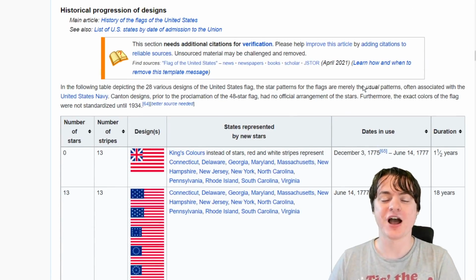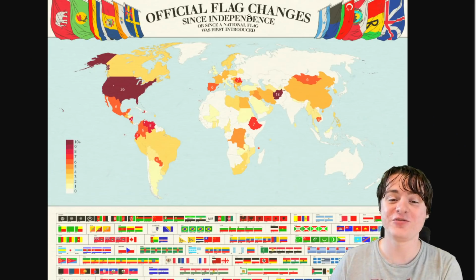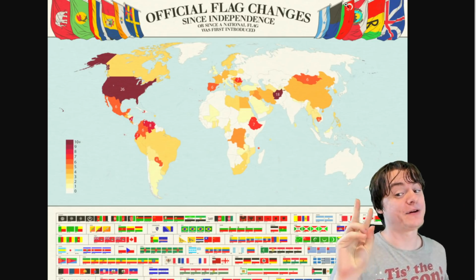But long story short, America has the most unique flags. However, this is the most unique official flags. Really, it says number of flag changes, it's number of flag designs.